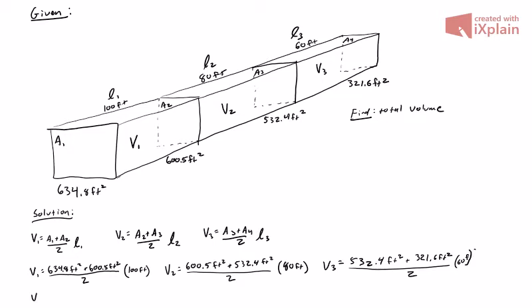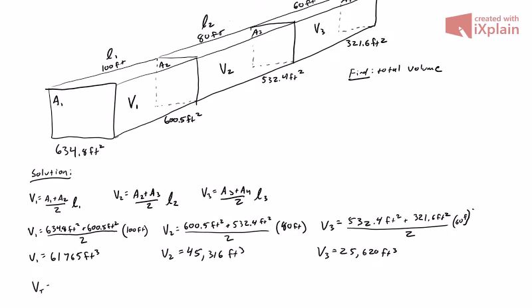All right, so we can go through and punch in on our calculator. We get 61,765 feet cubed. Volume 2 is 45,316 feet cubed. Volume 3, 25,620 feet cubed. And if we do that, total volume is V1 plus V2 plus V3. Add those all up, 61,765 feet cubed plus 45,316 feet cubed plus 25,620 feet cubed.